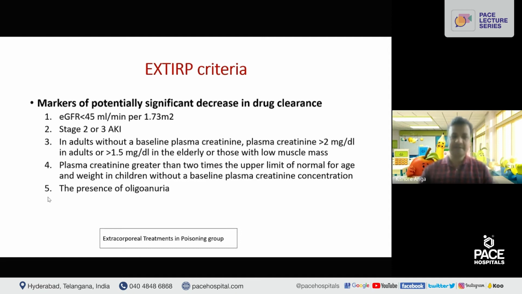So what are the criteria which tell us that there is some problem with the kidney clearance? These are the criteria given by a group called the Extracorporeal Treatments in Poisoning group. If these factors are there, these markers will potentially signify that there is a decrease in drug clearance. So if the GFR is less than 45, or if the AKI is stage 2 or 3, or if the creatinine is more than 2 milligrams in a patient without baseline, or more than 1.5 in elderly, or if the creatinine increases more than 2 times the upper limit of normal, or if there is oligoanuria. So all these markers signify that there is some problem with the clearance and we need to adjust the dose.